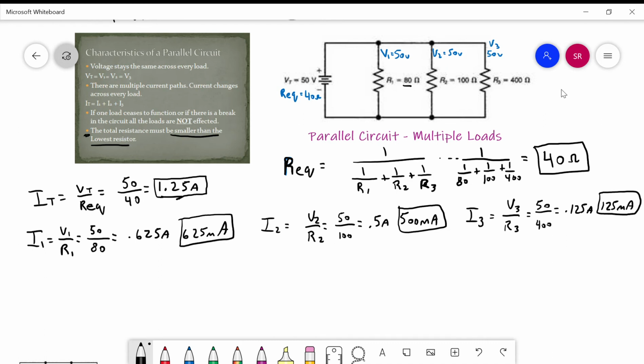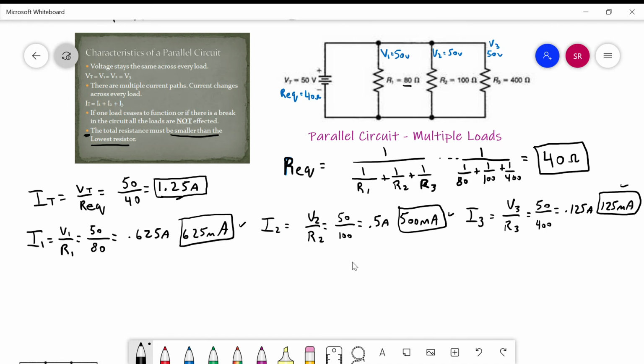125 milliamps. All right. Now, do these values add up to IT? You know what IT is. IT is I1 plus I2 plus I3. Now, when you add them all up, do they equal IT? They should. Why don't you try it out and tell me what happens?